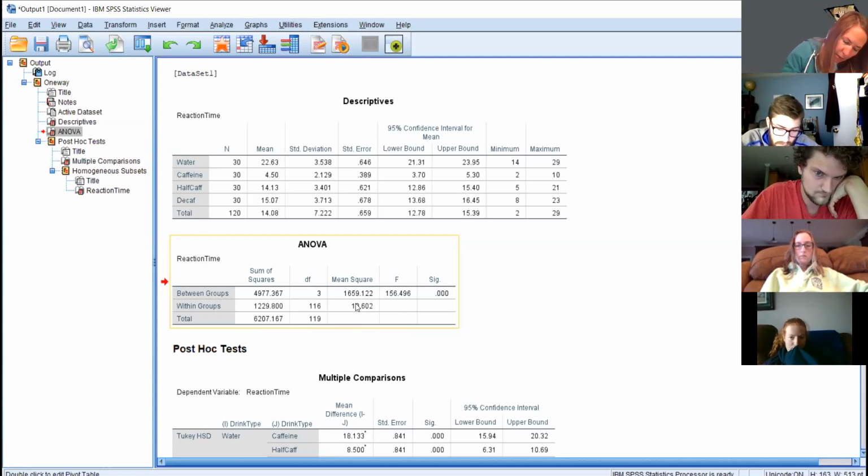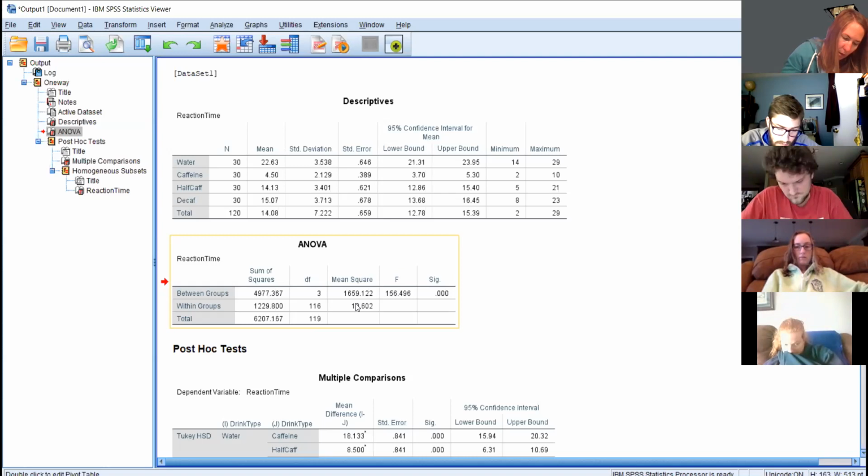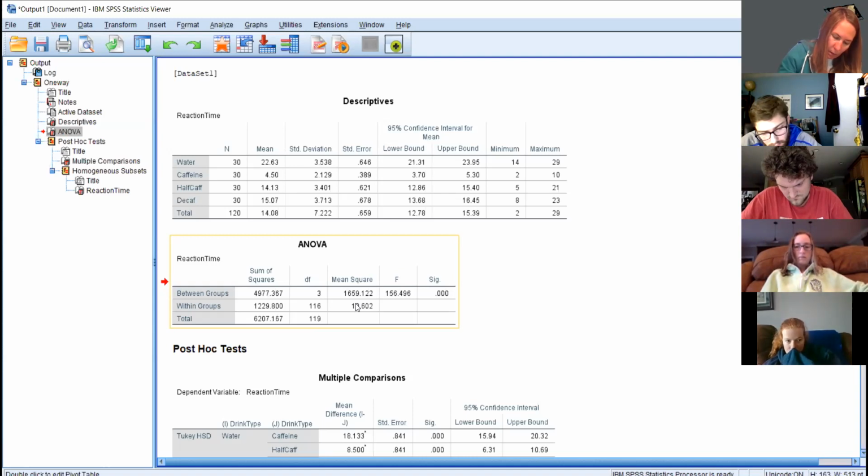Okay, so here's my, I'll do caffeine, half calf, decaf, and water. So for this first one, let's see, 20, 10. Caffeine would be something like this. Half calf, 15.